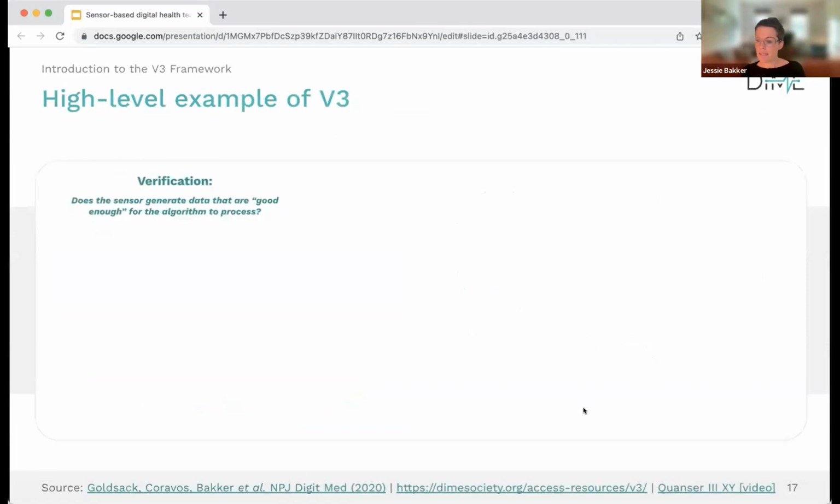All right, let me now walk through a very high-level, simple example of the 3 V's, and then we'll move into some sleep-focused examples too. So verification: does the sensor generate data that are good enough to then feed into the algorithm, which is the next step? The algorithm is then the focus of analytical validation, which would answer a question like, does the algorithm measure what it says it's measuring?